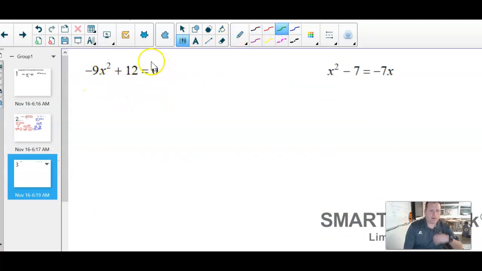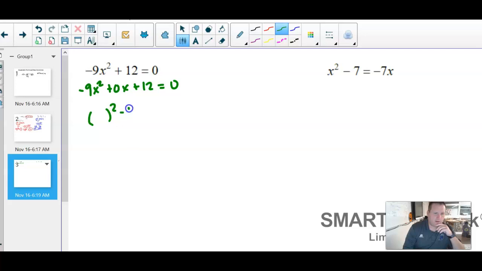Let's look at this one. I put this because these ones have a couple different variations here. This one still is set equal to 0, but if you notice, there's no x term. So this is really -9x squared plus 0x plus 12. Because there's no x, it has to be the b for that. So a is -9, b is 0, and c is 12.